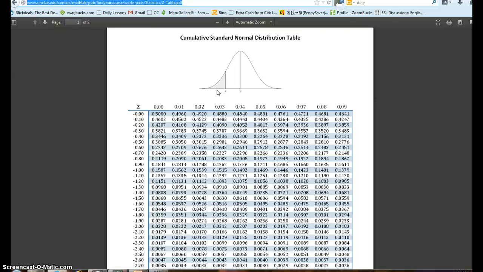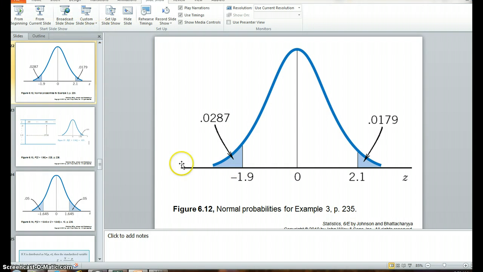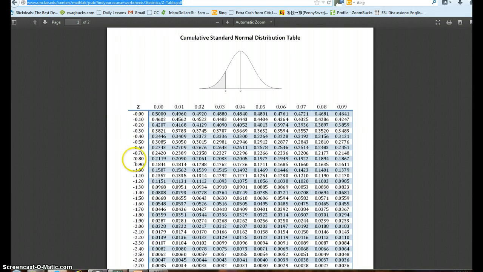The first case, like in homework 6.12, is to find the area under the standard normal curve to the left of some number. Like in this picture, the shaded area is the area under the curve to the left of z. Back to our slide, we want the area to the left of negative 1.9. We look at the table here, negative 1.9, and we find it right here. The answer is 0.0287.